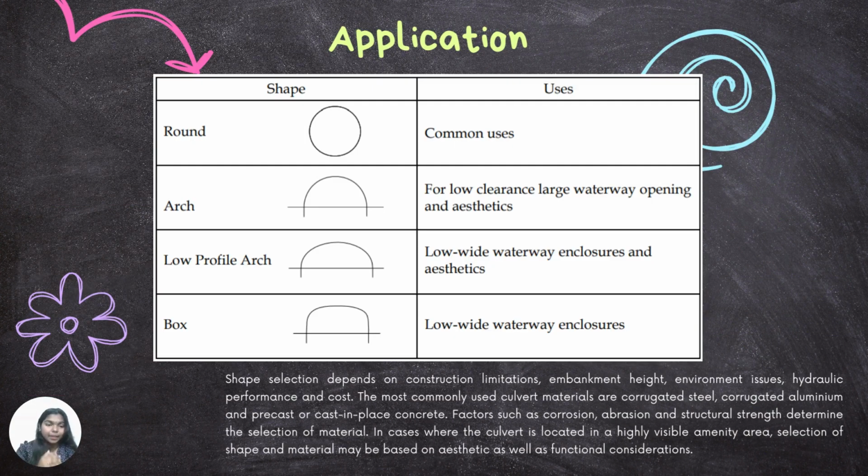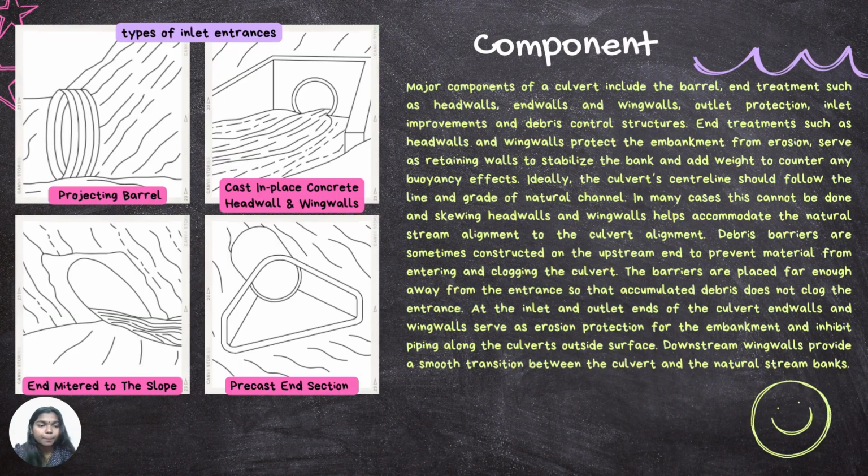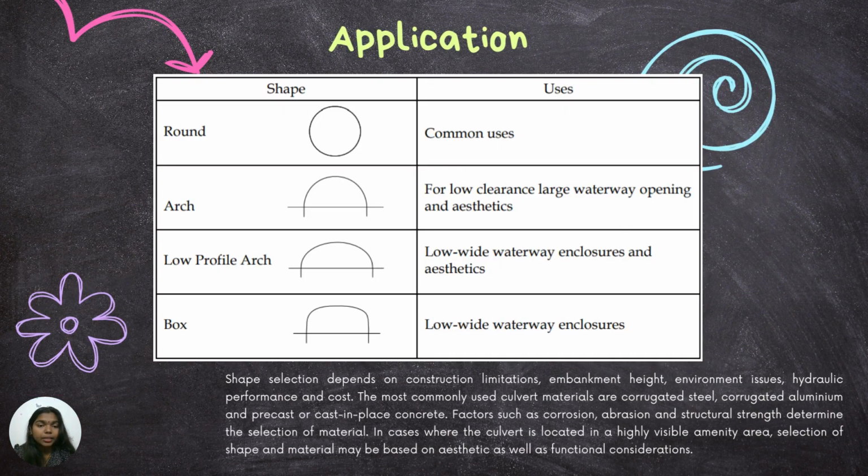Next, application. There are a few types of application. First of all, we will go through the shapes. We have four types: round, arc, low profile arc, and box. Round shape is commonly used. We can see, for example, in this picture, it's obviously the round shape. Arc is for low clearance, large waterway opening and aesthetics. Low profile arc is for low, wide waterway enclosures and aesthetics. Box is for low, wide waterway enclosures.